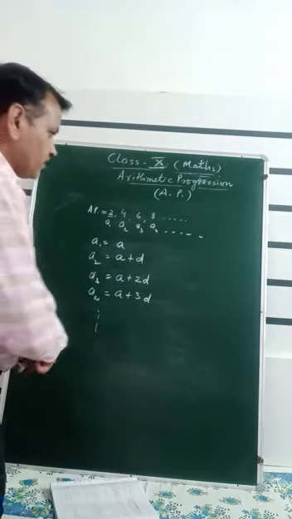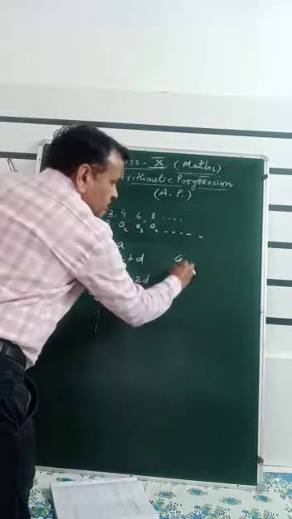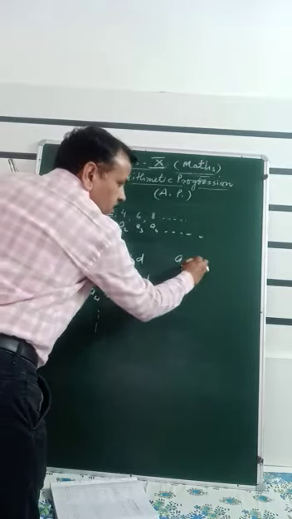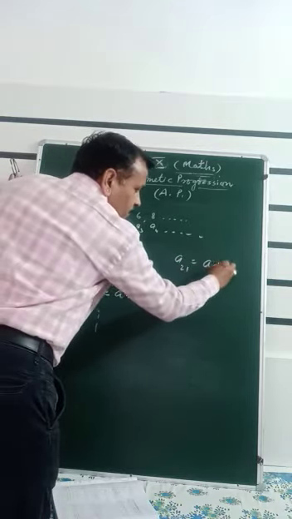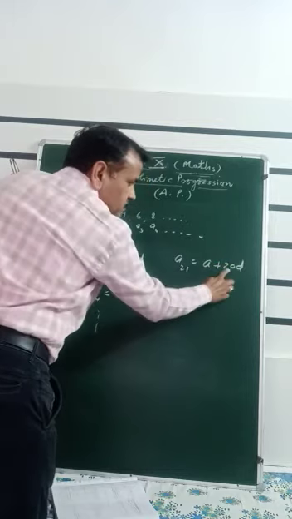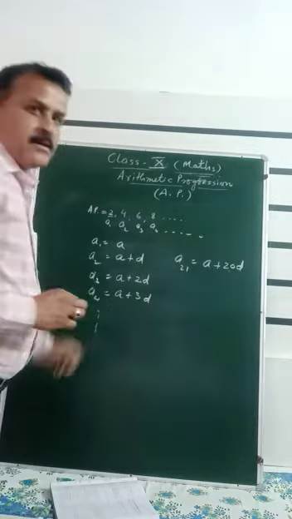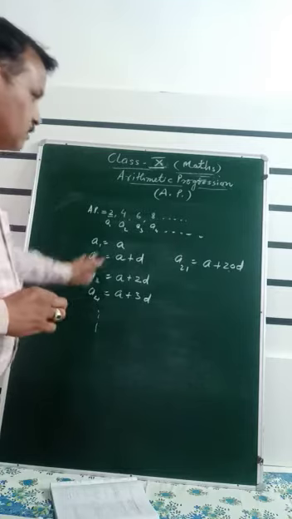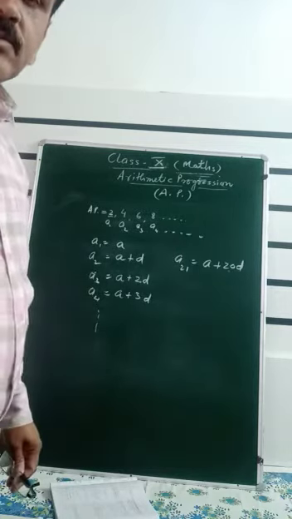Suppose you want the 21st term of the series. How to find it? The formula will be A plus 20D, just 1 less than the term number. This is the way of finding any term of the sequence.